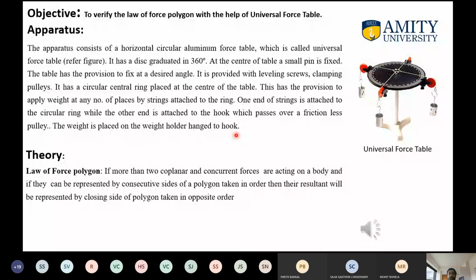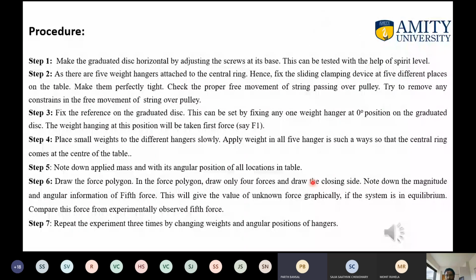Now comes the process. Sir, what is the use of the angles marked on the black disc? Wait. Yes, so what is the use of the angles marked on the black disc?